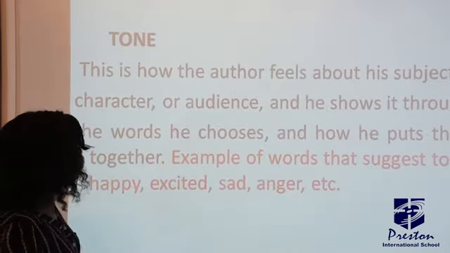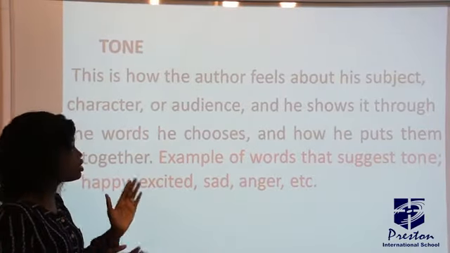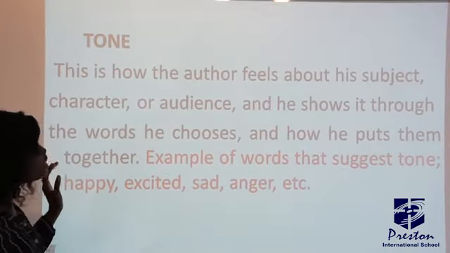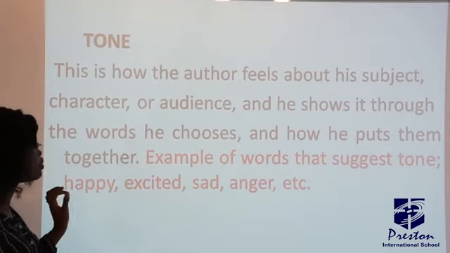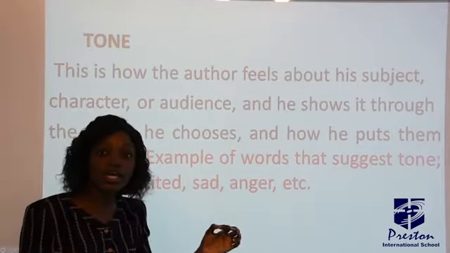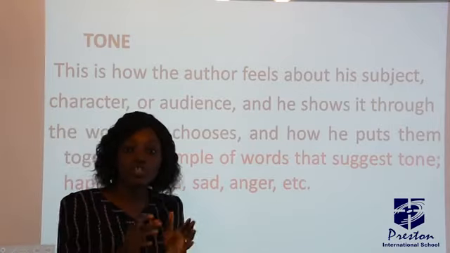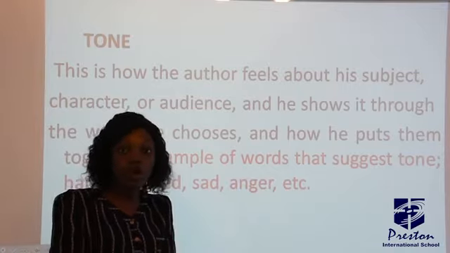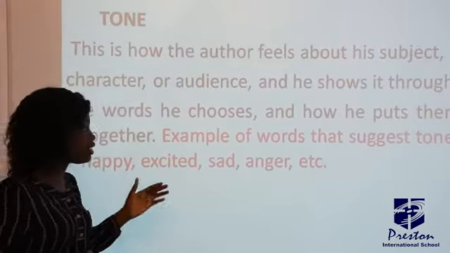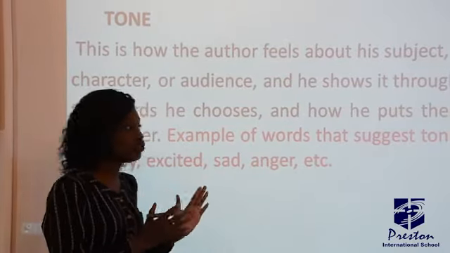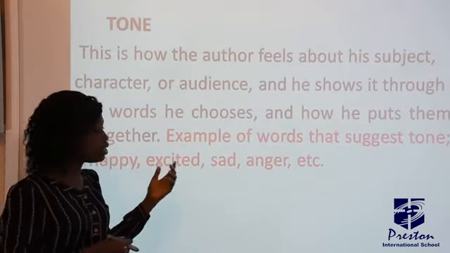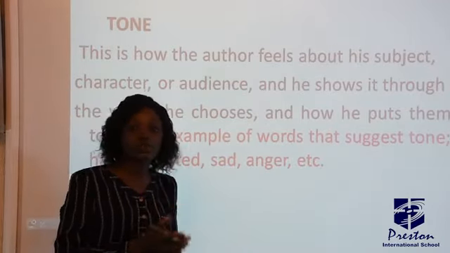Next is the tone. So this is how the author feels about his subject, character, or audience. And it shows it through the words he chooses and how he puts them together. So from the way the writer expresses the situation, you know the tone of the subject matter. For instance, examples of words that suggest tone are happy, excited, sad, anger. So when you see these words, you know that the person is happy. If the author is using words like anger and all that, you know that the person is angry.